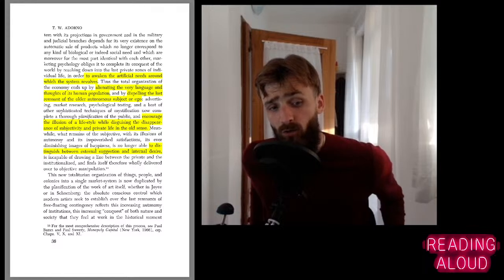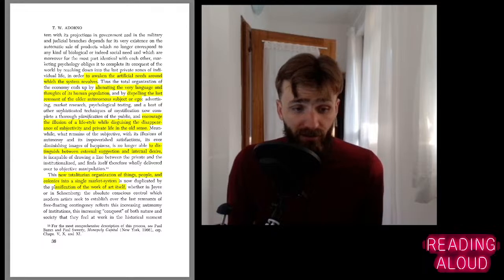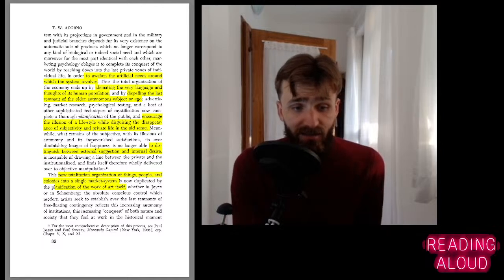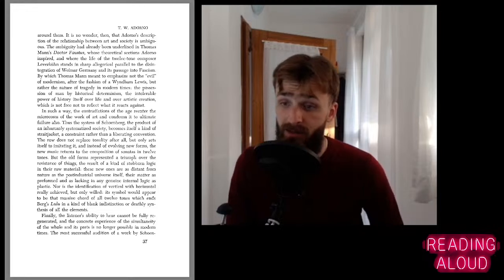This new totalitarian organization of things, people, and colonies into a single market system is now duplicated by the planification of the work of art itself, whether in Joyce or in Schoenberg. The absolute conscious control which modern artists seek to establish over the last remnants of free-floating contingency reflects this increasing autonomy of institutions, this increasing conquest of both nature and society that they feel at work in the historical moment around them. It is no wonder then that Adorno's description of the relationship between art and society is ambiguous.